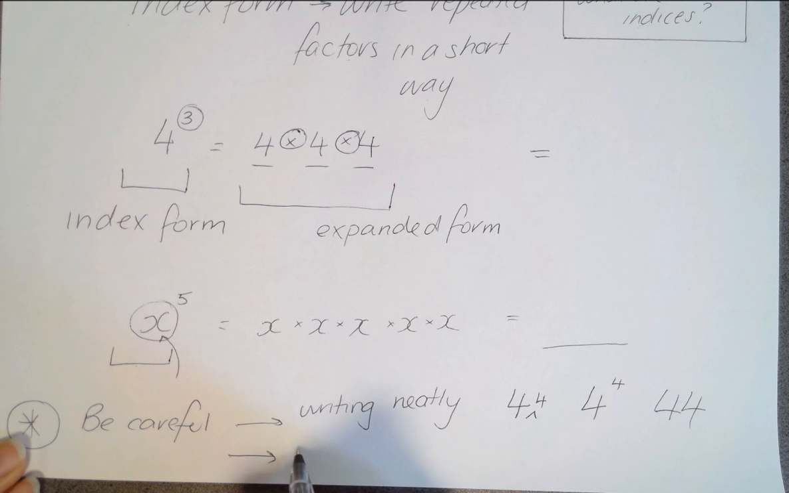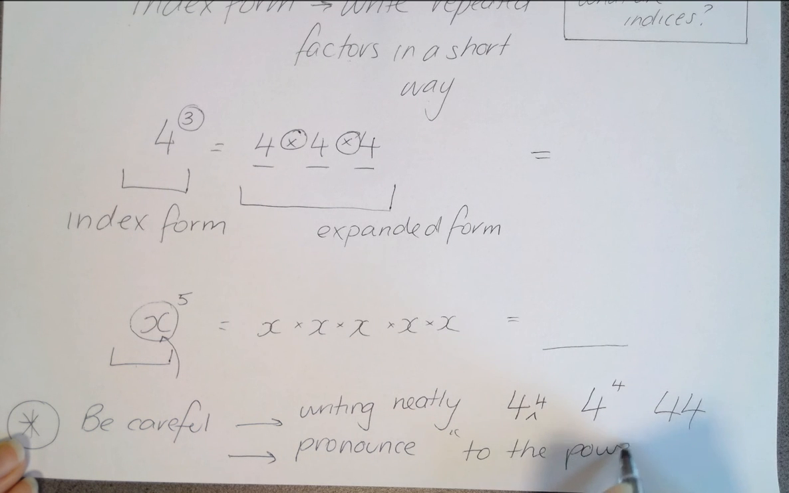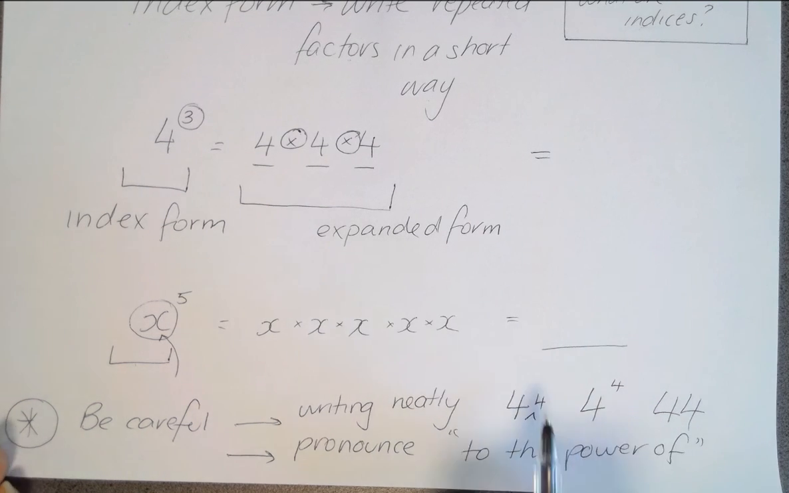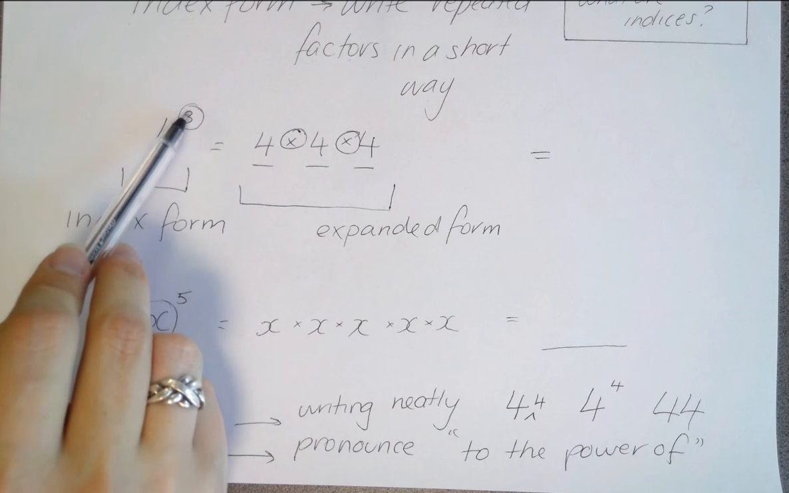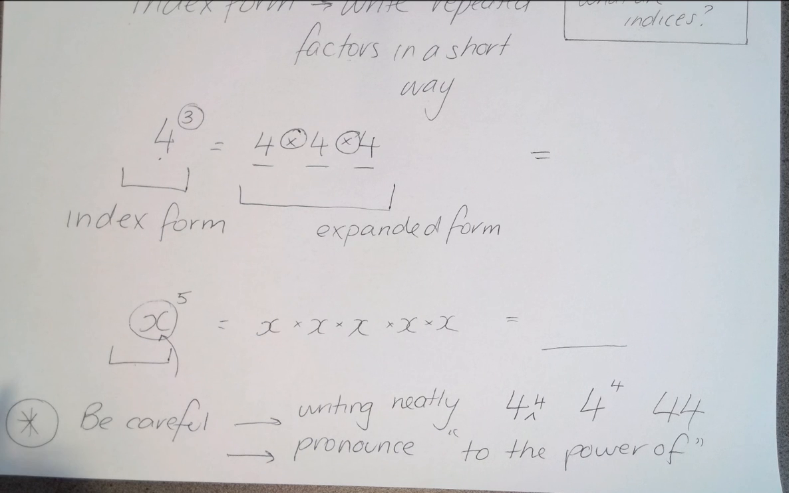Another thing is the way that we pronounce it or say it. Okay, we actually have to say to the power of. We can't say 4, 4, that's something different. We can't say 4, 3. We have to say 4 to the power of 3 or x to the power of 5. We do have those special ones where we can say x squared or x cubed, but they're the only ones we tend to do that with. So we have to be careful the way we write and the way we speak.